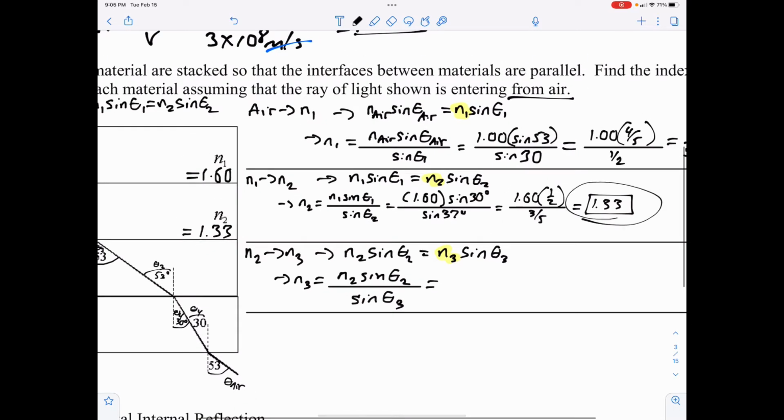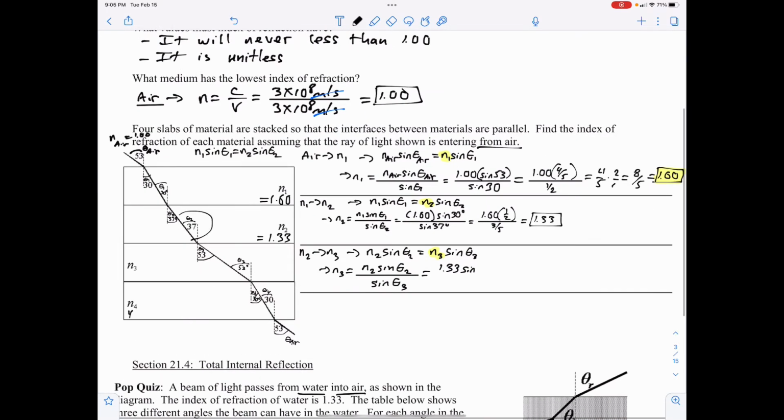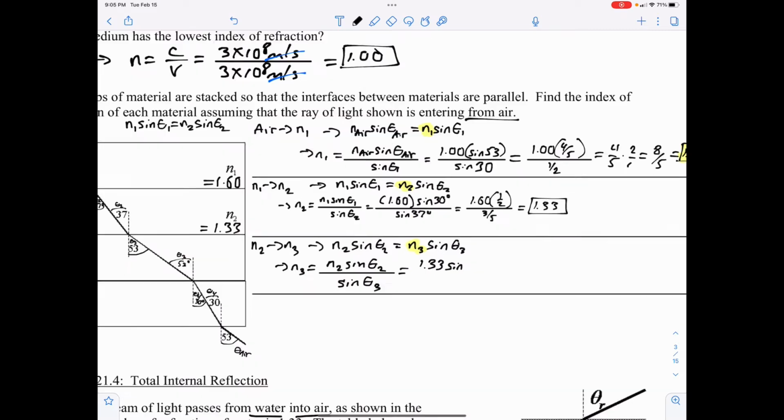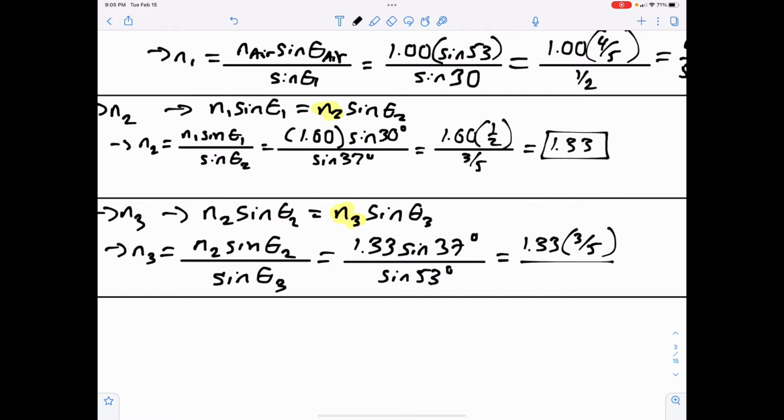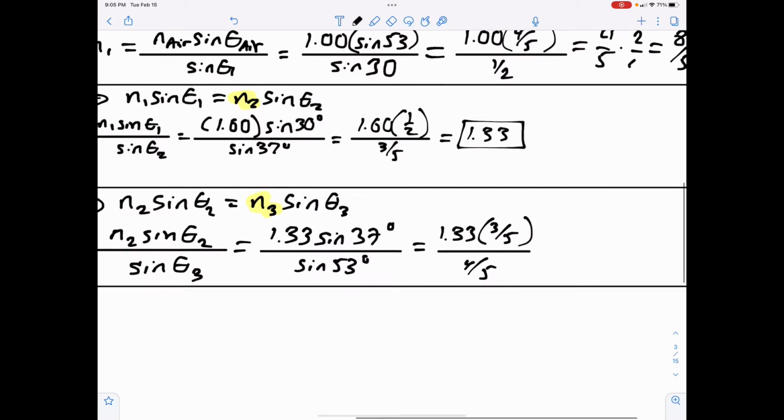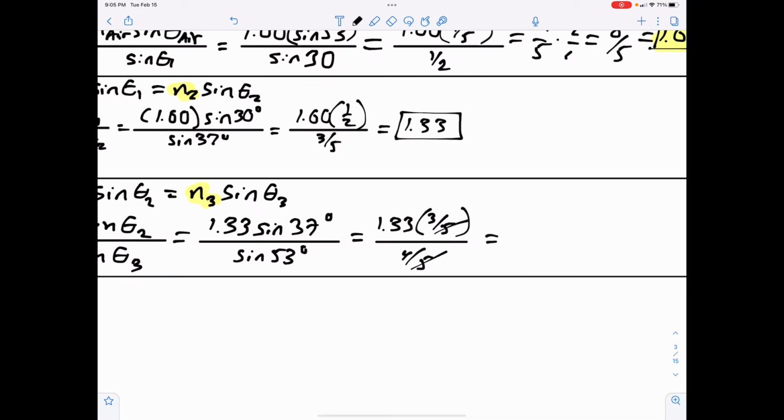So I'm going to take my value for N2, which was 1.33, times the sine. Now you're going from 37 degrees to 53 degrees. So sine of 37 degrees over the sine of 53 degrees. Which would be 1.33 times 3/5 over 4/5, which those will cancel, and it ends up being 3/4 of 1.33, which is basically 1.